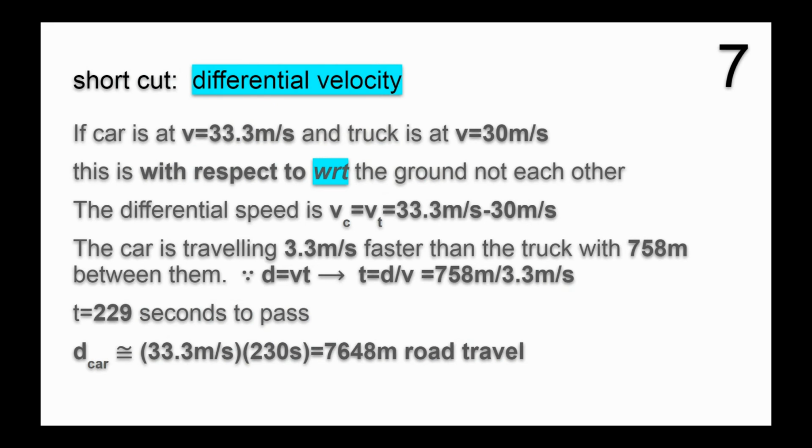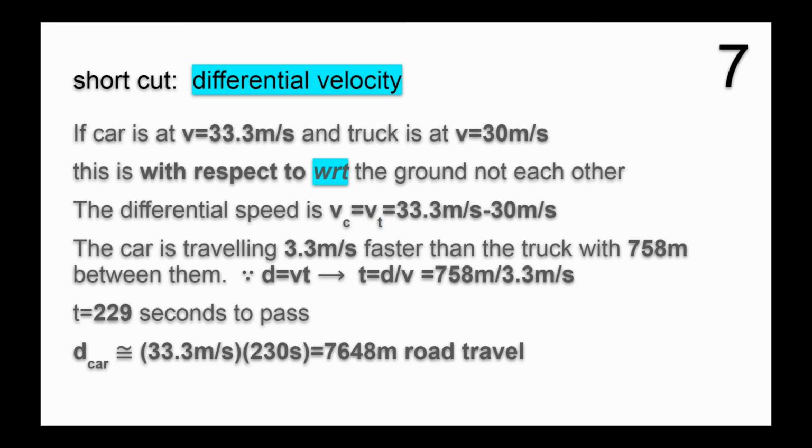The mental shortcut you could take is to do differential velocity, a fancy way of saying what's the difference between the two. The car's at 33, the truck's at 30, so their differential speed is 3.3 meters a second. The car is traveling at 3.3 meters a second with respect to the truck. Okay? In that case, you could solve it in your head, and you could get the same thing: 229 seconds to pass.